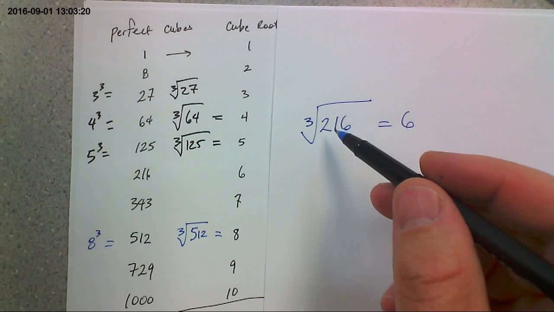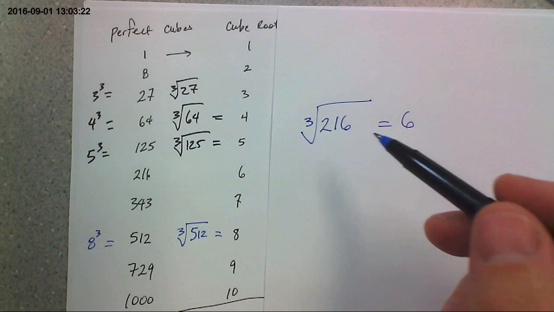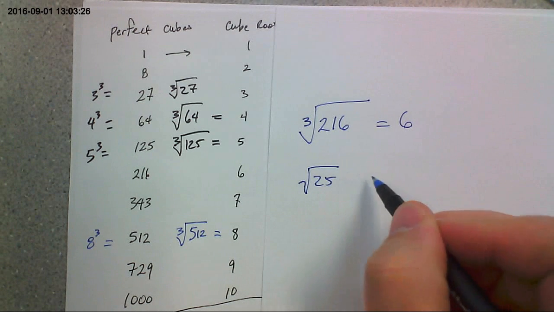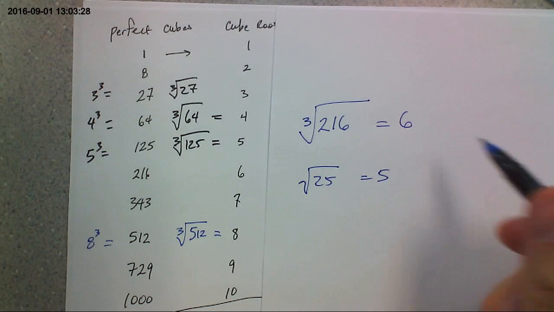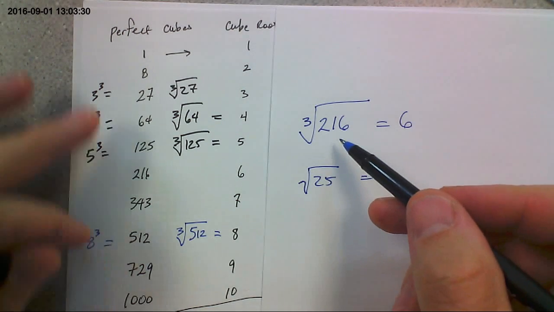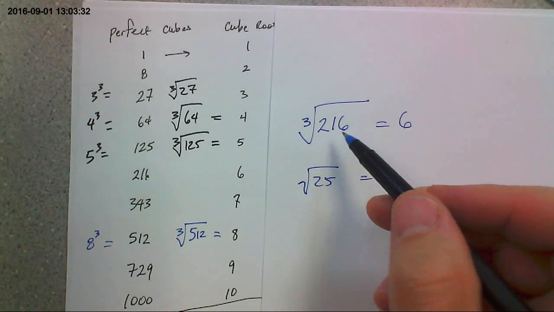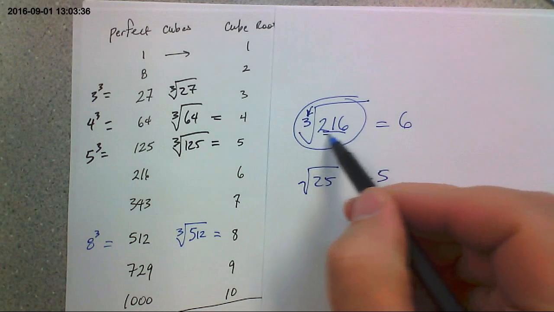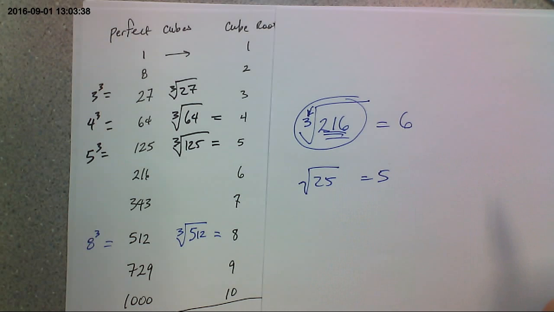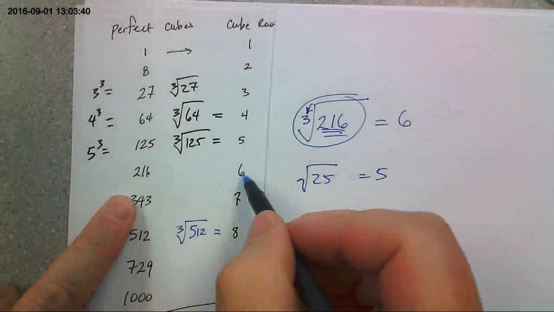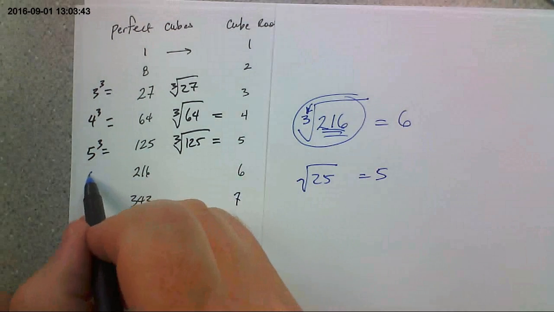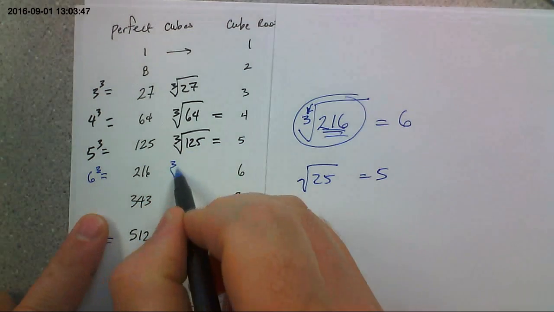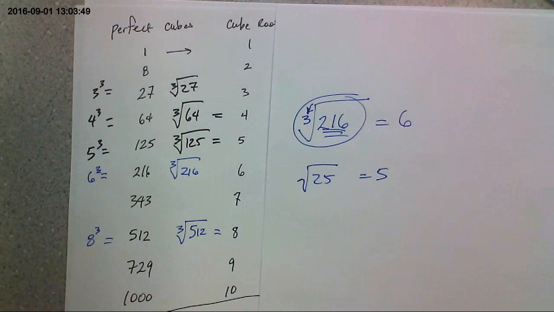Just like if you had the square root of 25, you just say that's 5, right? So here, if it's a perfect cube, you just do it. So, Scarlett, this is asking what number times itself 3 times is 216. So when you look at your list, 6 times itself 3 times is 216. That's why the cube root of 216 is 6.